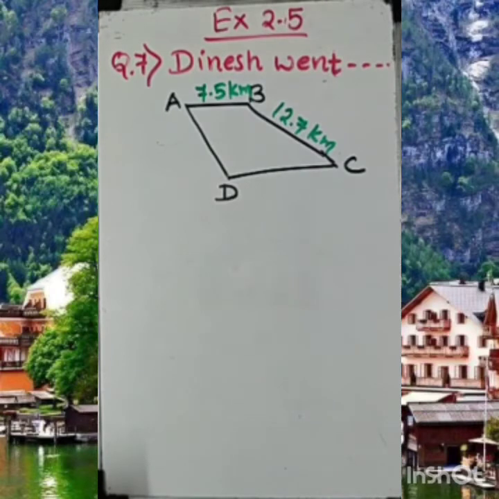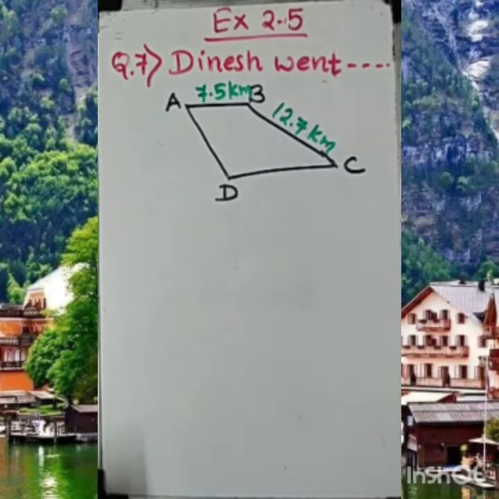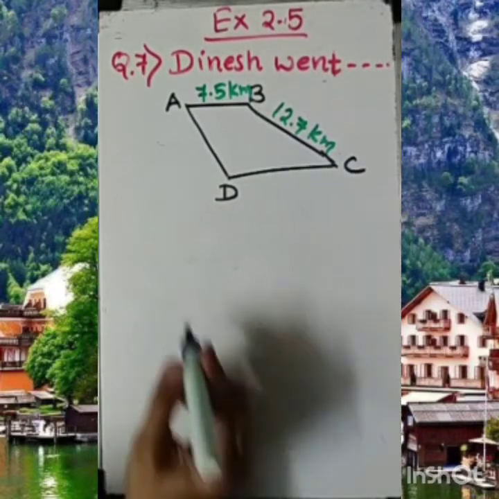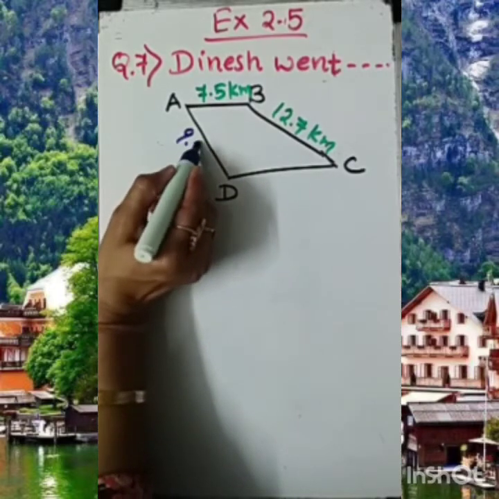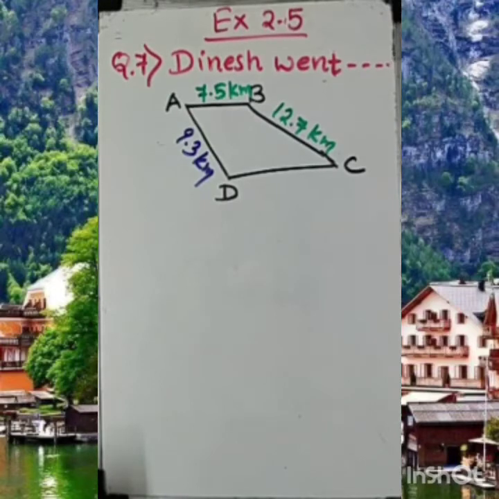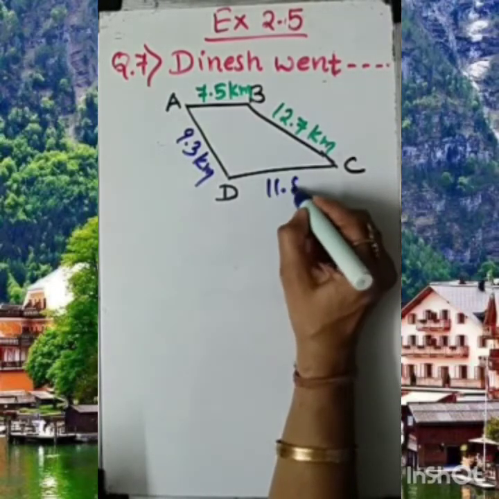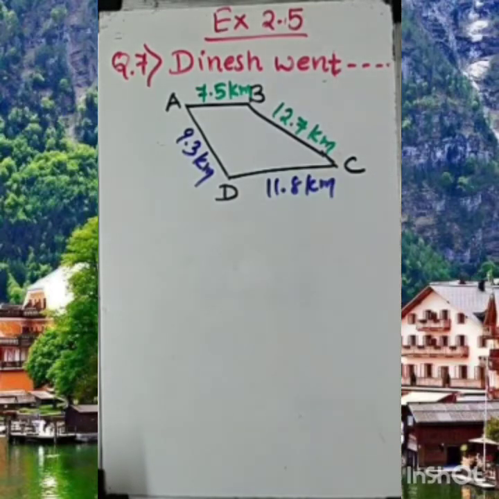Got it? Now for the second person, Ayub, he moves on the path A to D and then D to C. The distance from A to D we are given is 9.3 kilometers, and the distance from C to D is 11.8 kilometers. So here is their pathway. Who travels more and how much?